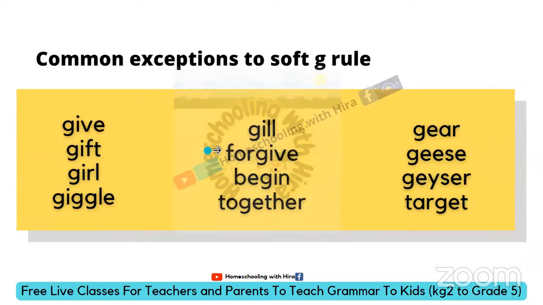But there are so many common words that don't follow the soft G rule, like give and so on. You can take a picture of this. See, I have already explained it. That's why I'm not repeating it.